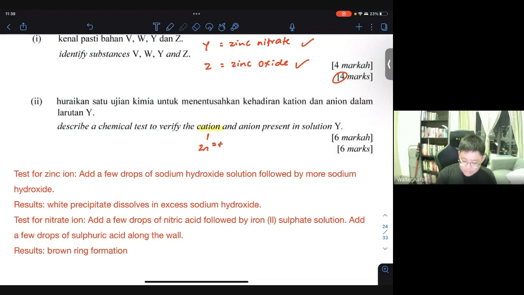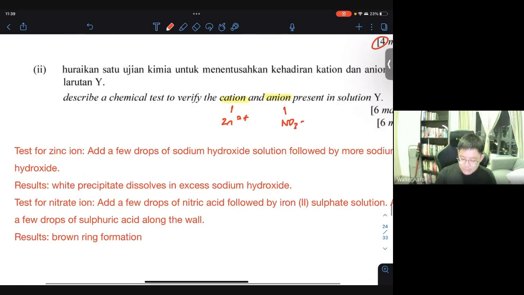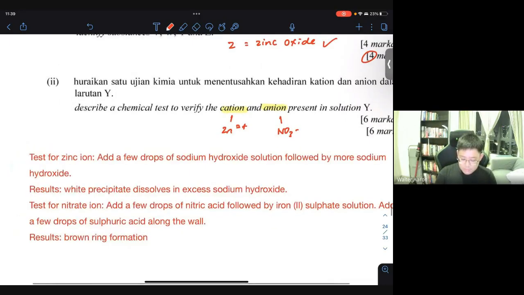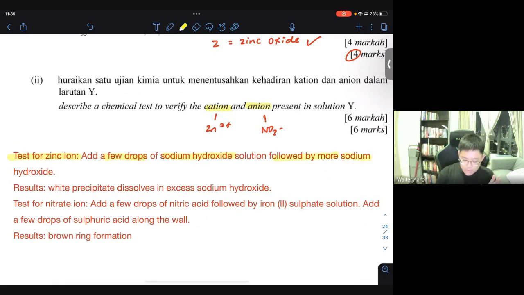And then the anion here is supposed to be nitrate, okay? Because it's solution Y. So the test for zinc is very simple. I already explained to you over here. Test for zinc ion: just add a few drops of sodium hydroxide initially, followed by more sodium hydroxide, which means in excess. So we want to see what happens.